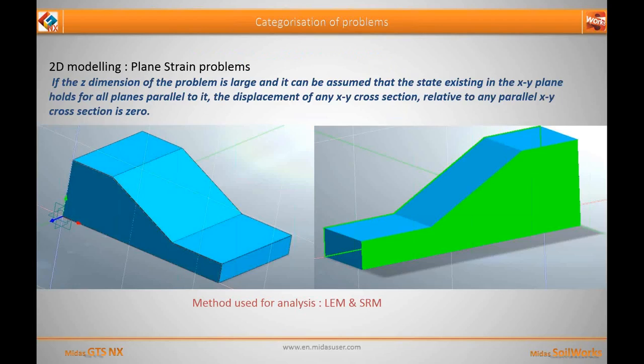Now the categorization of problems. First of all, the problems where one goes for 2D modeling, that we call the plane strain problems. If the z dimension of the problem is very large, and it can be assumed that the state existing in the xy plane holds for all the planes parallel to it, and displacement of any xy cross section relative to any parallel xy cross section is 0, then you could go for 2D modeling, and such problems are referred to as the plane strain problems. The methods which can be used for 2D modeling are LEM and SRM, and of course SAM, which is basically a combination of both.